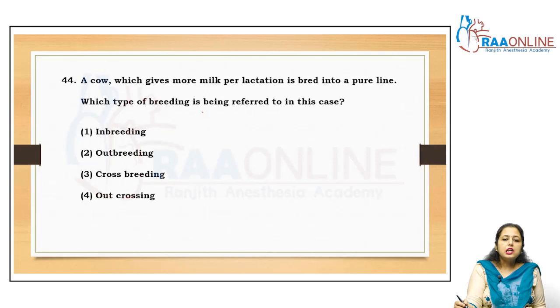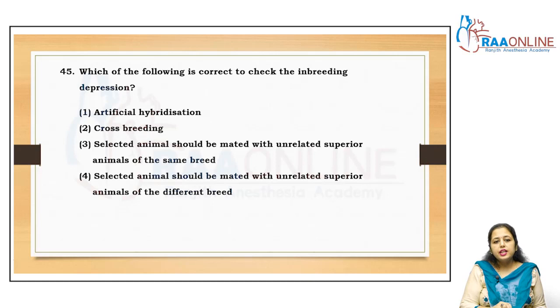A cow which gives more milk per lactation is bred into a pure line, right? And when we talk about the pure line, that is homozygosity, and homozygosity means inbreeding, right? So the answer is 1. Come to the next question. Which one of the following is correct to check inbreeding depression? We already discussed inbreeding depression: selected animals should be mated with unrelated superior animals of the same breed, right? So the answer is artificial outcrossing, not crossbreeding. So the answer is 3.